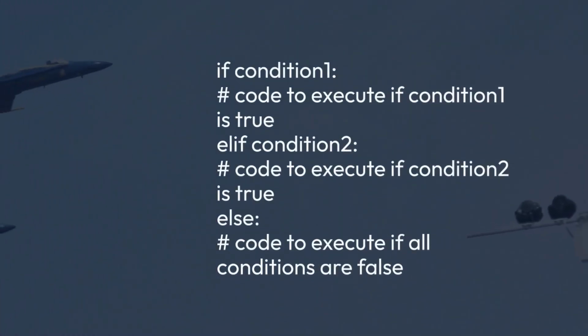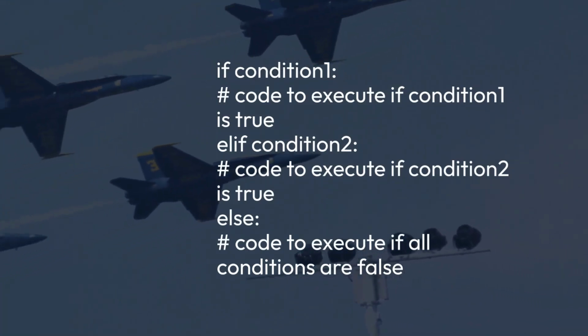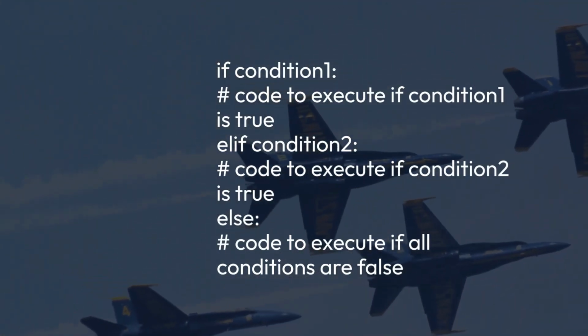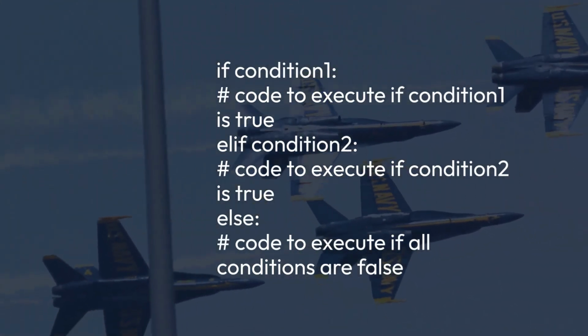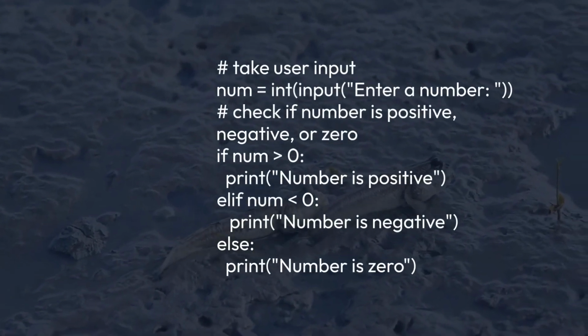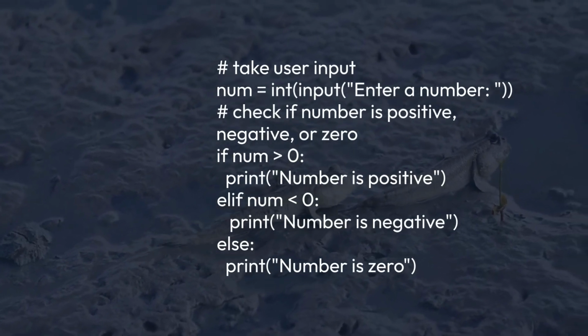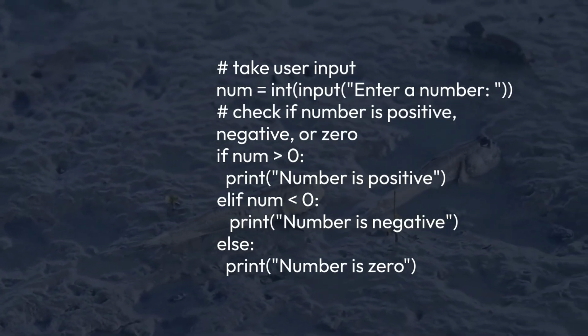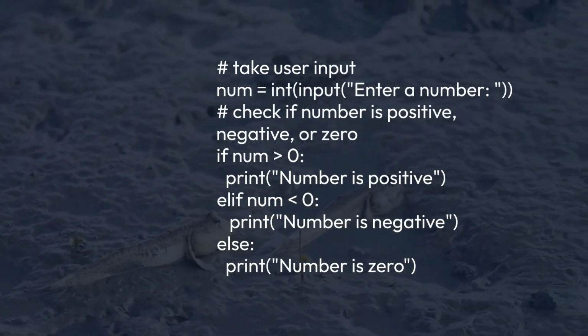If condition 1, code to execute if condition 1 is true; elif condition 2, code to execute if condition 2 is true; else, if nothing is true. It takes user input, so we are taking input and then checking if the number is negative, positive, or 0.